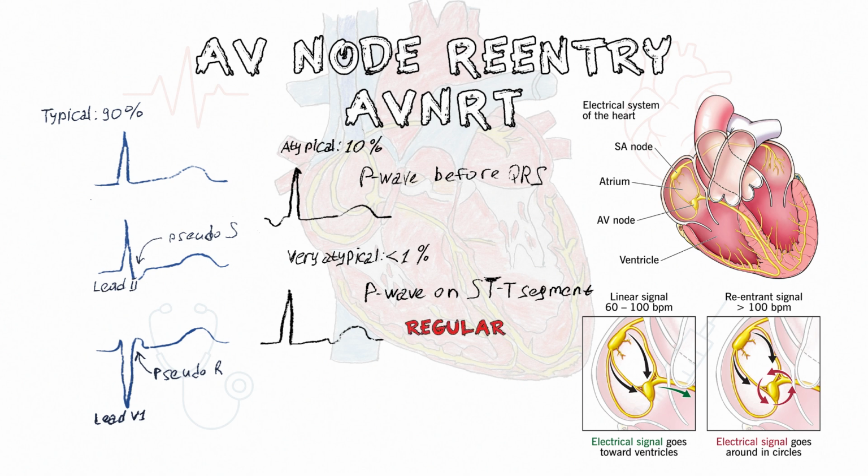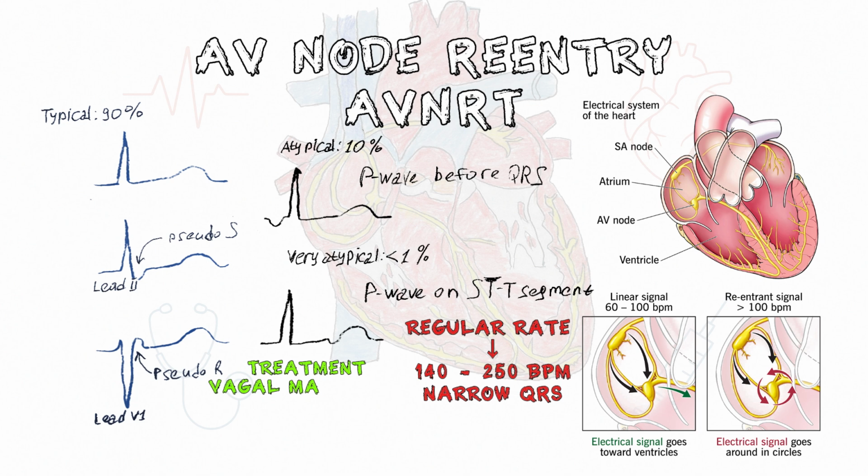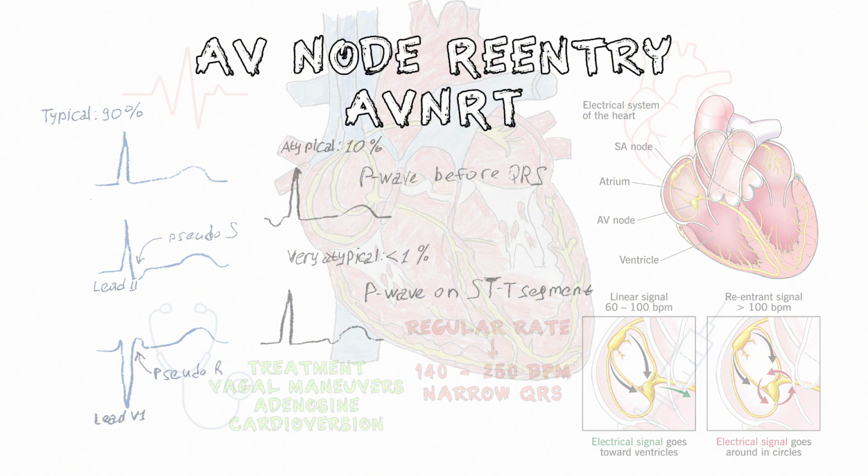The rate is 140 to 250 beats per minute. The rhythm is regular and the QRS is narrow unless aberrancy is present. AVNRT starts and stops suddenly, which means paroxysmal. Treatment is the same as for supraventricular tachycardia: vagal maneuvers, adenosine and cardioversion if unstable.